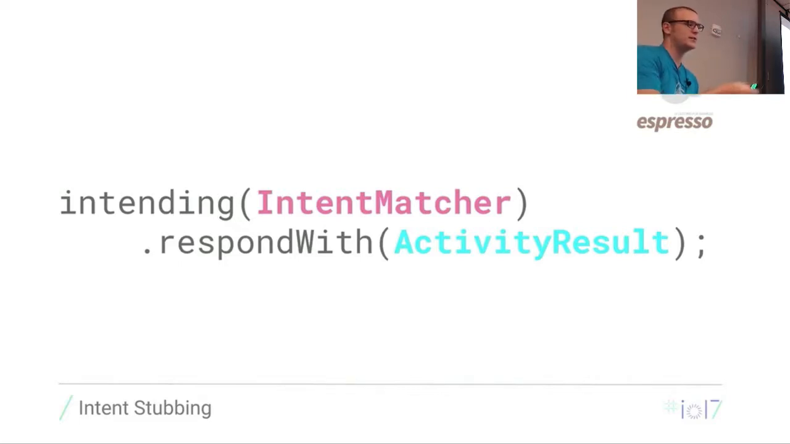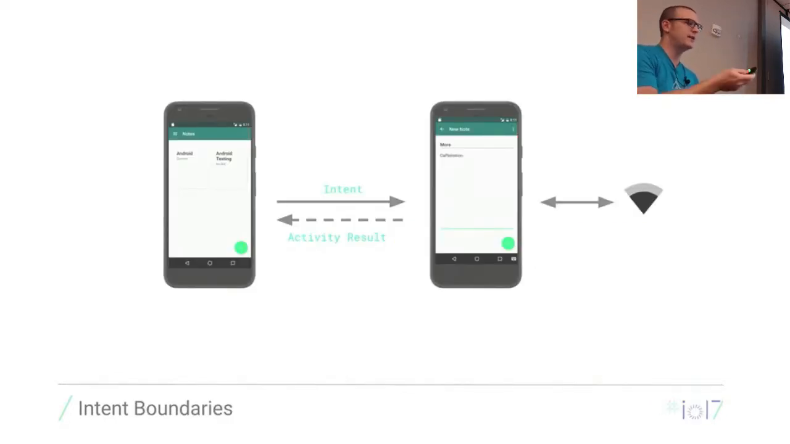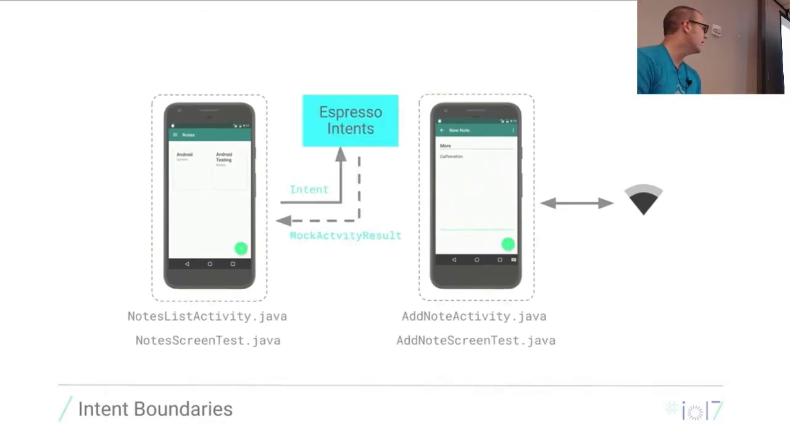And then with Espresso Intents, you don't actually have to go and run that next activity. You just get a fake one back. And so it's nice because instead of having to launch a second screen or deal with anything that goes up to the network, you're literally just returning your activity result, and you're good to go.